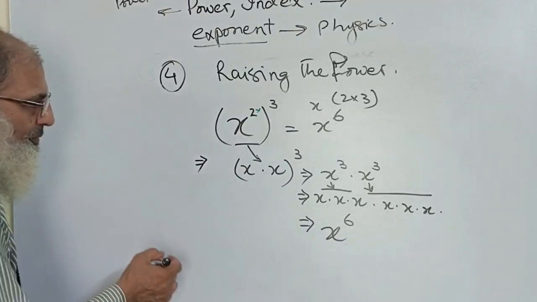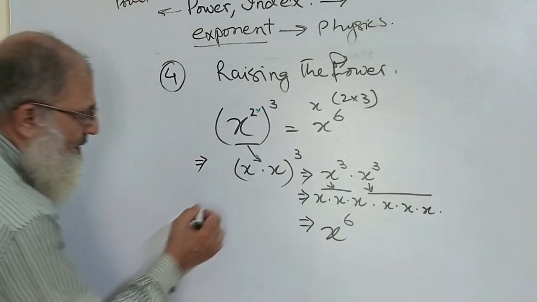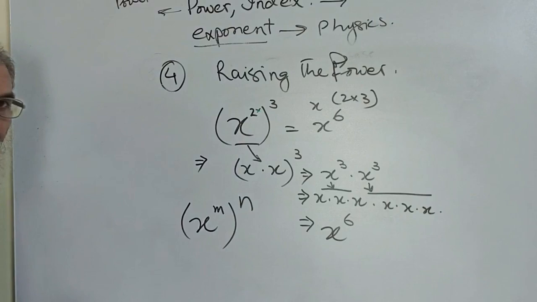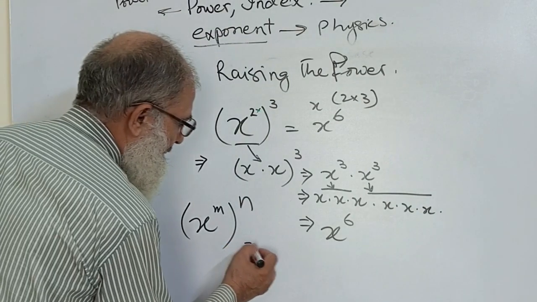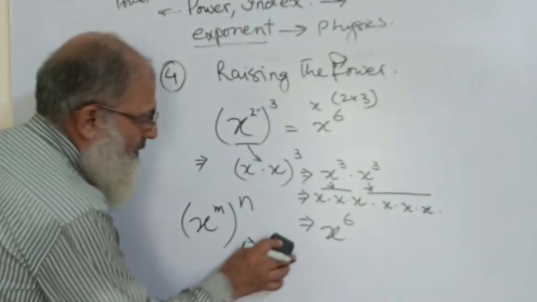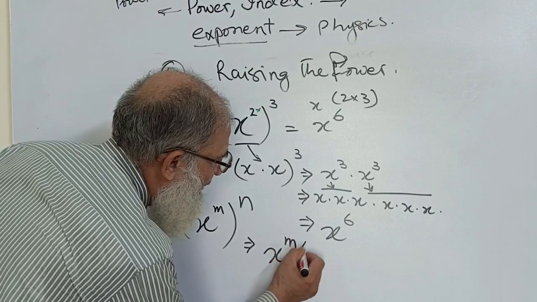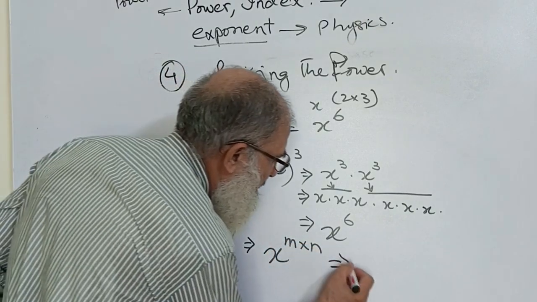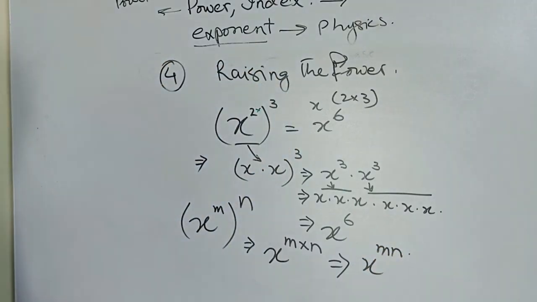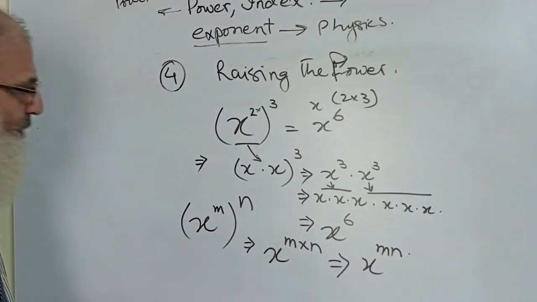Now in the general term, let me write it like this: if x is raised to power m and then n, it will be written as x^(m multiplied by n), or simply you can write x^(mn). This is the general form of this equation.